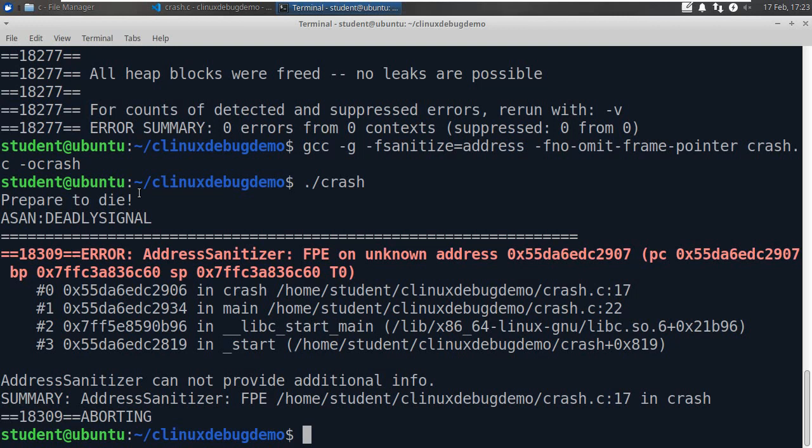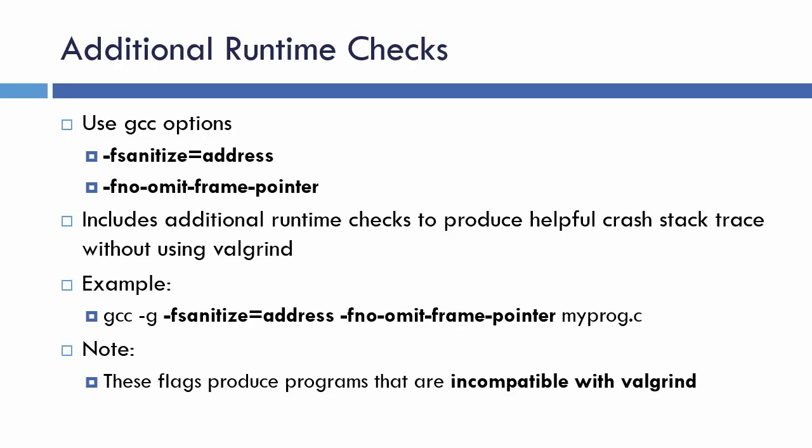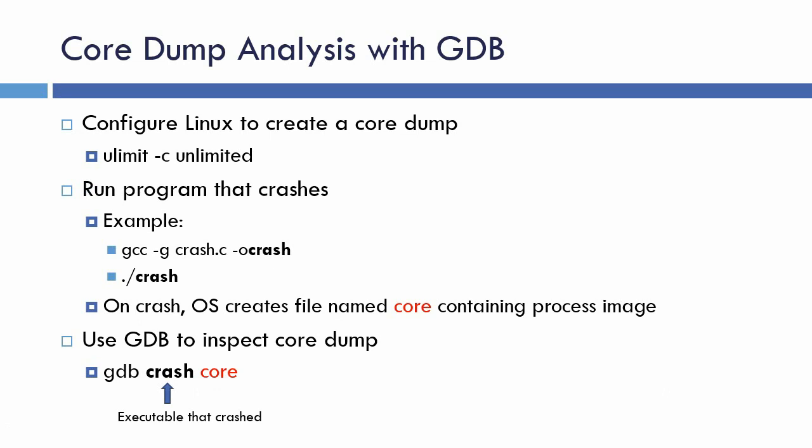So the program just runs normally. You don't get the same amount of additional diagnostic output that Valgrind gives you, and this may be preferable to you. Now, when you compile the program that way, you cannot use Valgrind with it. Those flags produce programs that are incompatible with Valgrind, so you can use either the compiler flags or just compile without the compiler flags and use Valgrind. These are two techniques to help you figure out why your program died.